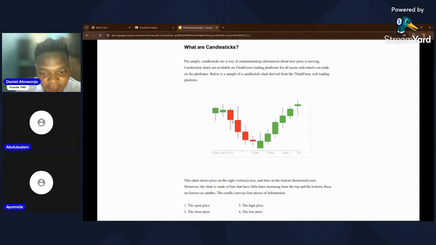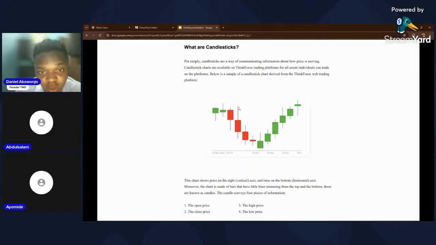Now let's talk about the high price and the low price. This point here is the low price. Let's imagine this was the lowest it got to. Then this point was the high price, the highest it went to. So same thing with this one: this was the opening price, the closing price, the highest it went to, and the lowest.